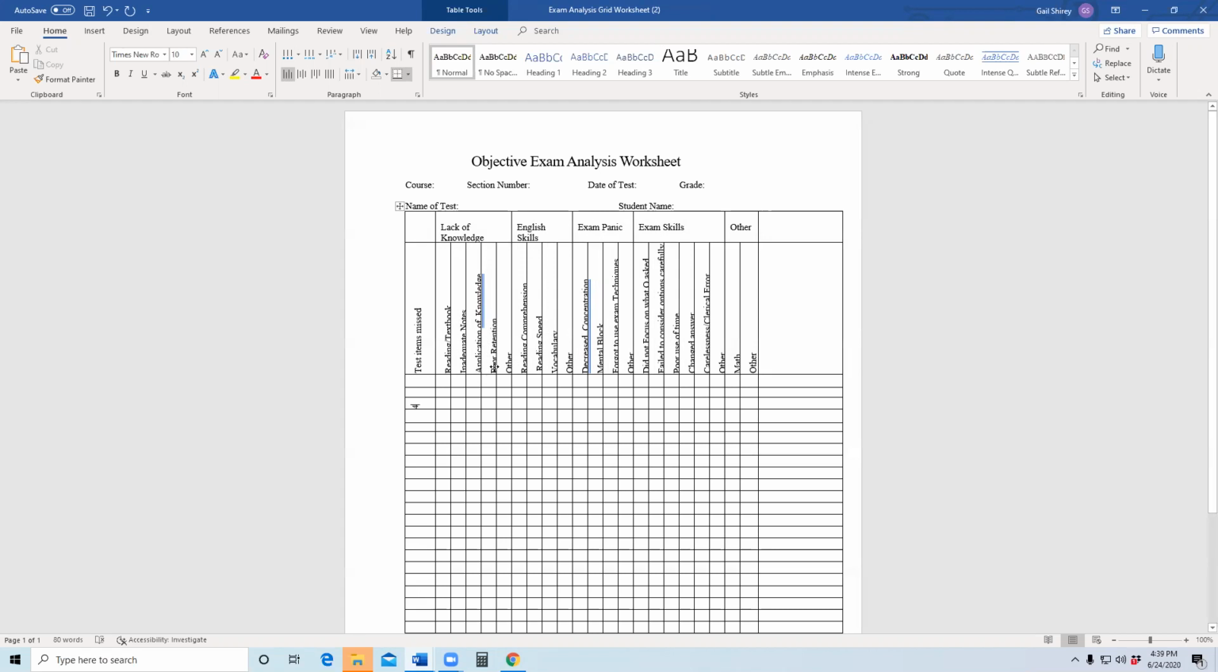Poor retention. Poor retention is when you just simply couldn't remember. You know, you studied it, it was there in your notes, you just couldn't bring it back. And then of course we have other.